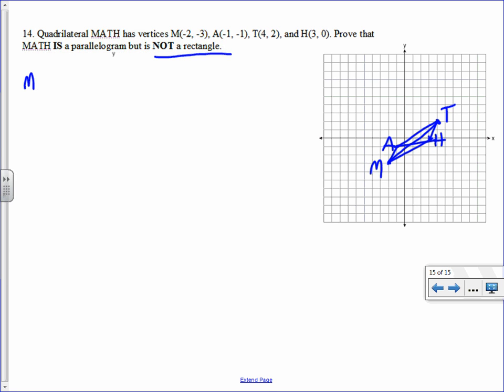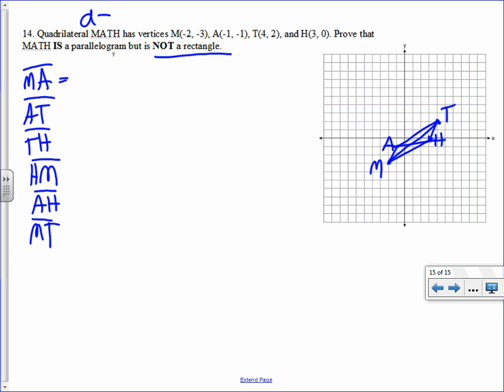I'm going to do MA, AT, TH, HM, AH, the diagonal, and MT. I know my distance formula: radical, change in x squared plus change in y squared. If you don't know your distance formula, you are in trouble.